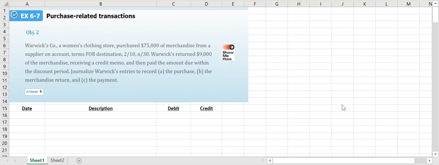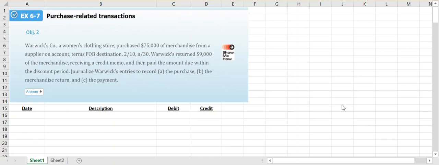So looking at each piece of this. FOB destination, there are shipping terms. FOB stands for free on board, and that means it's free on board until it reaches its final destination. So FOB destination indicates that the seller of the merchandise is actually paying for the shipping charges. Had it said FOB shipping point, meaning it's free on board only until it reaches its shipping point, that would mean that the buyer of the merchandise would have to pay for the shipping charges.